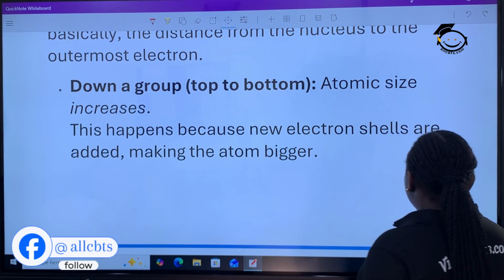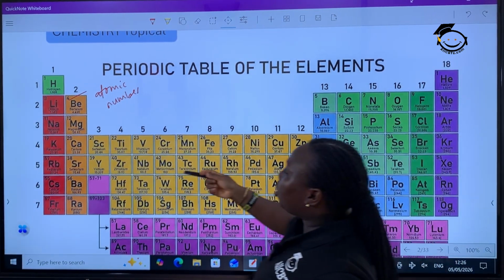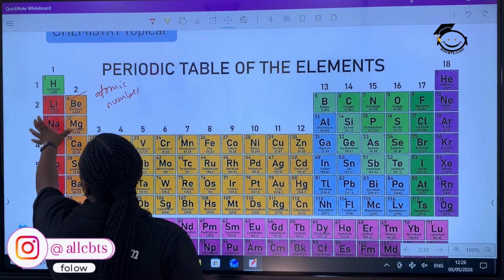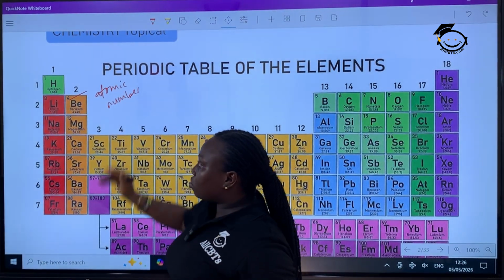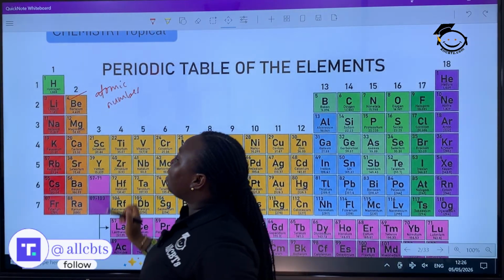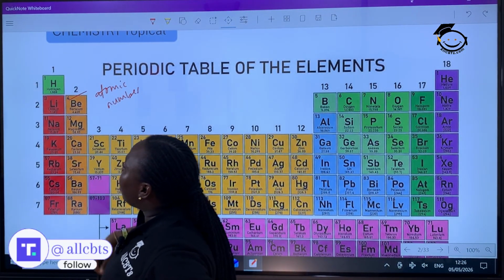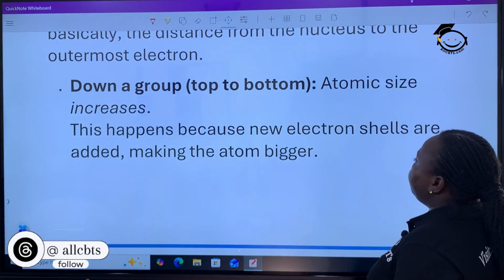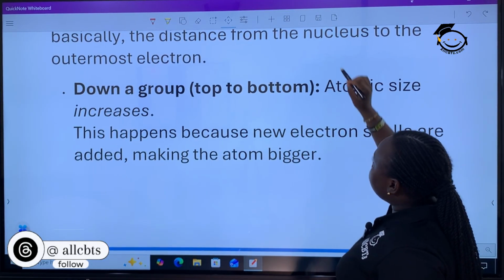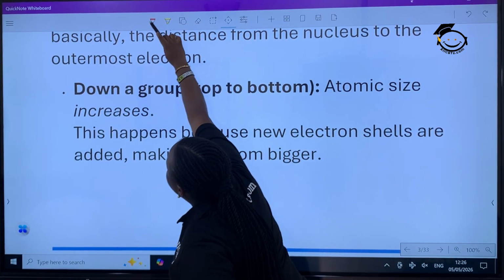Now let's look at it. If you look at this periodic table, let's just take group 1. We are talking about atomic radius down the group now. Let's take lithium, number 3, and sodium, number 11. That's lithium, number 3.